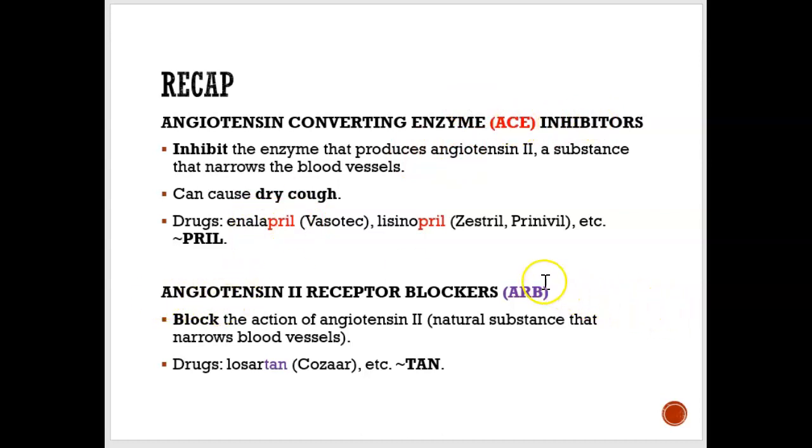Another one we looked at is ARB, which is called angiotensin II receptor blockers. What it does is it basically opens up the blood vessels, and they end in TAN. So when you think of TAN, think of ARB. So we're talking about Airbnb. When we go to an Airbnb, we like to tan ourselves, right? If we go to the beach to tan ourselves. So anything that ends in tan is for Airbnb or ARB.